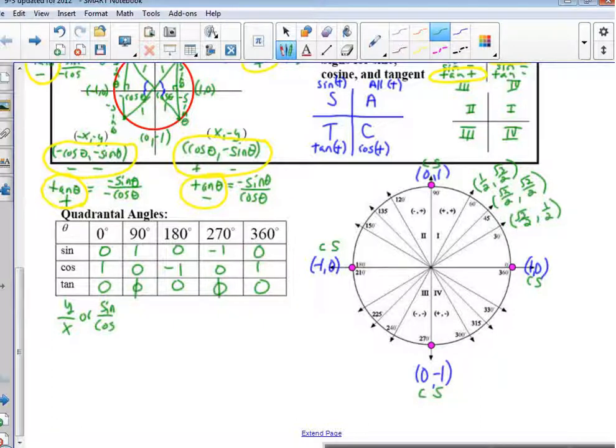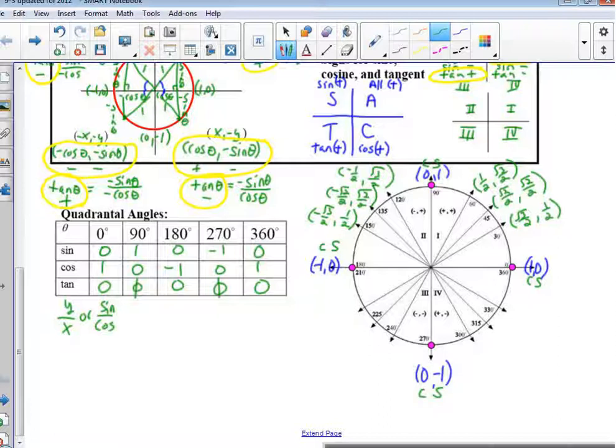So an angle of 120 would have the same value as an angle of 60, except the first coordinate would be negative. So this coordinate would be negative 1/2 comma radical 3 over 2, the same as the 60. The 135 and the 45 would be the same exact triangle. So it would be negative radical 2 over 2, radical 2 over 2. 150 would have the same exact triangle as 30. It would be negative radical 3 over 2 comma 1/2. So we can get all sorts of points here.